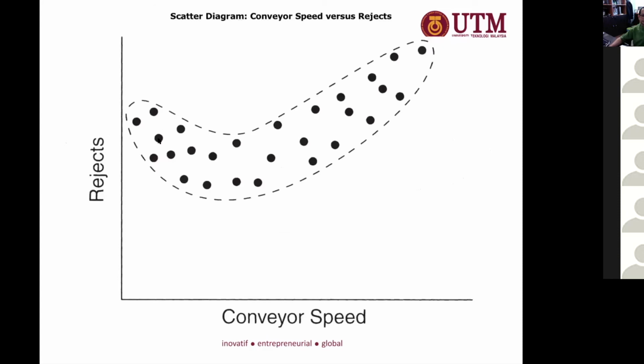For this one, for example, it shows good correlation. So if we use Excel, we can get the regression for this. We can get the regression line, a curve like this. So from the regression line, we know the minimum level for reject at which convergence speed, for example.